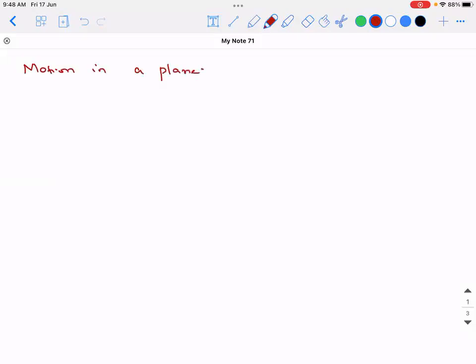So now we'll discuss motion in a plane. When you talk about an object moving in a two-dimensional plane, we call it motion in a plane or motion in 2D. Okay. So here mainly we discuss projectile motion.